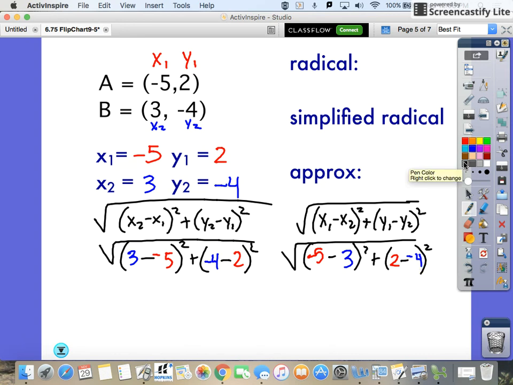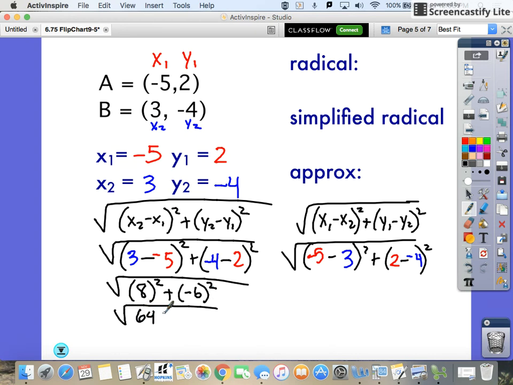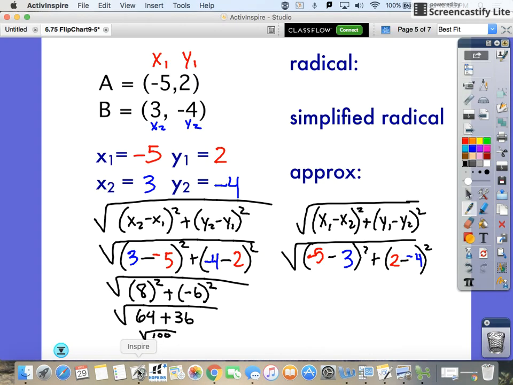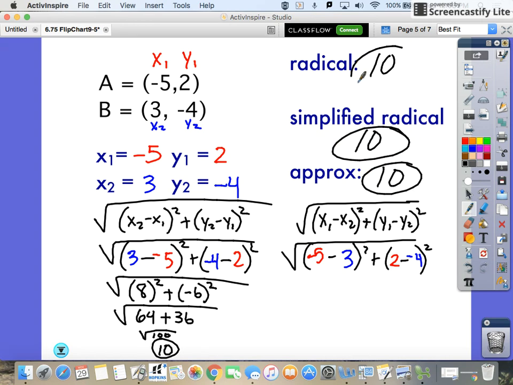So what ends up happening is we get 3 minus -5 is 8 squared plus -6 squared. So we get 64 plus 36, which is the square root of 100. Well, that's really 10. So our radical, we're not going to write a radical. It's 10. So is this, and so is this. There's no need to make it look more complicated if it all simplifies to 10.